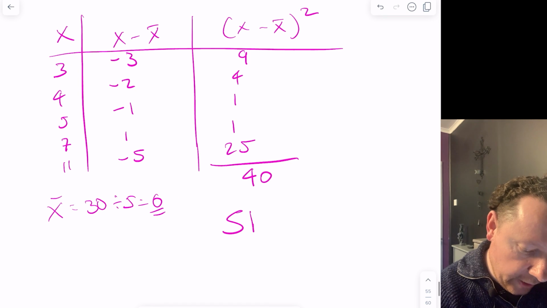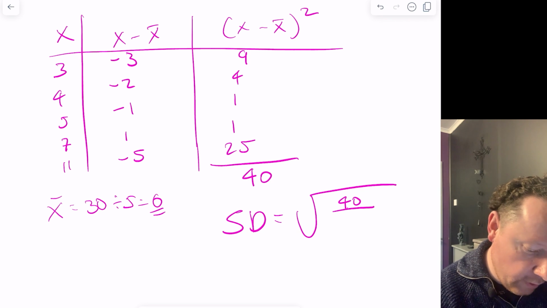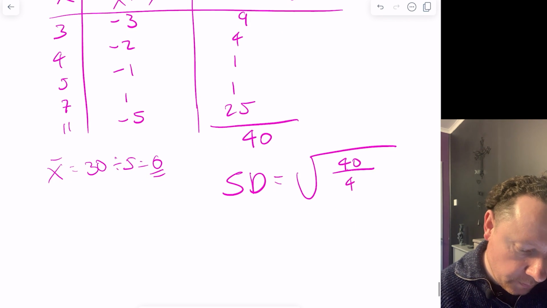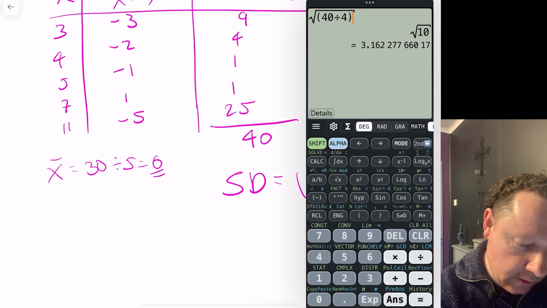So standard deviation is the square root of 40 over n minus 1, there's 1, 2, 3, 4, 5, so 4 numbers. Square root, open bracket, 40 divided by 4, close bracket, 3.16.